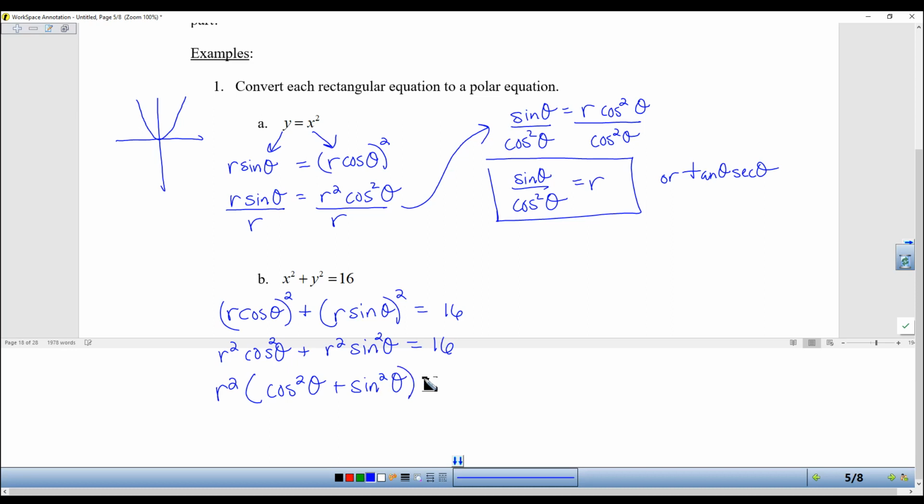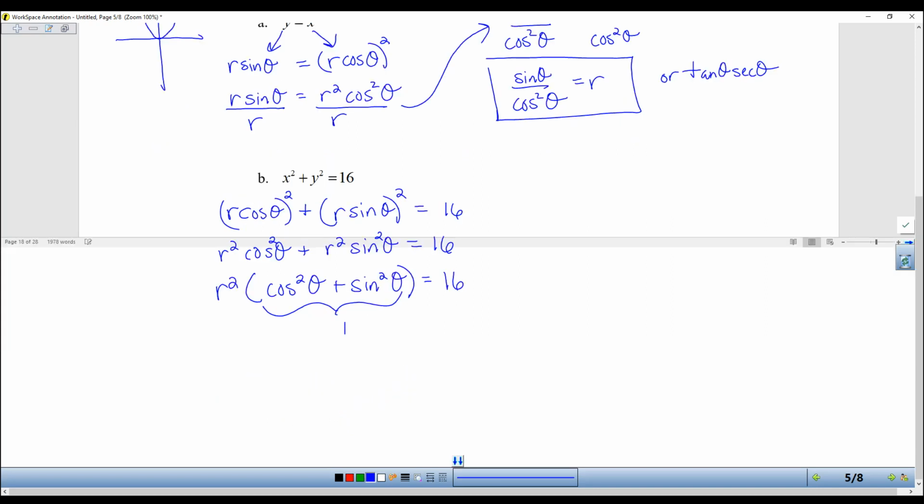Does anybody see it yet? Come on. This is 1. Remember that? I know it was a couple chapters ago. You can do it. So r squared is just equal to 16. So r is equal to, now technically plus or minus 4, but we're just going to write r is equal to 4. Now think about that.